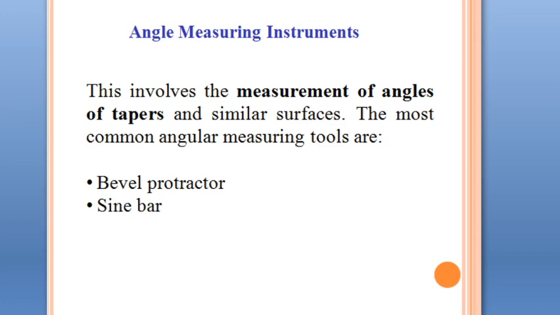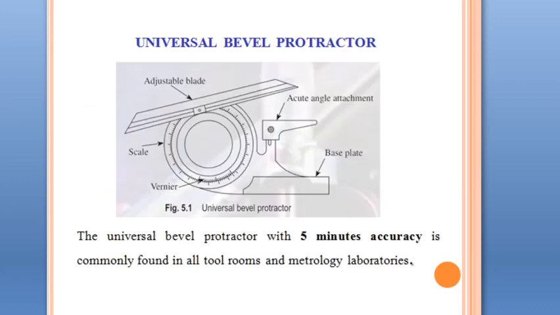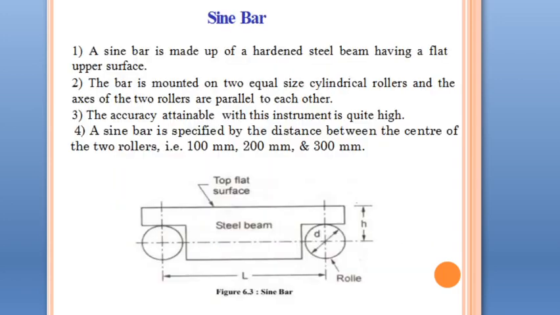Second one, angular measurement. Here we have two types of angular measurement instruments, the bevel protractor and the sine bar. This is used to measure the angles of tapers and similar surfaces. It's a universal bevel protractor. The least count of the universal bevel protractor is 5 minutes accuracy. It is commonly used in all tool rooms and metrology labs.